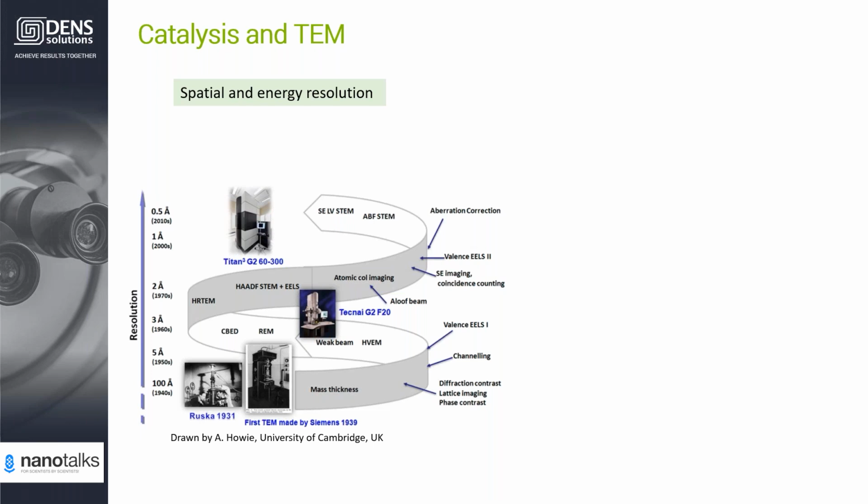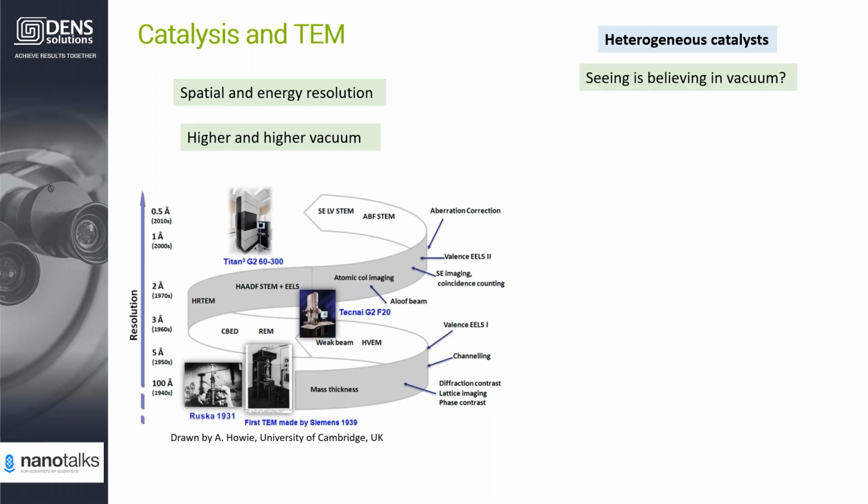We can see in this process, higher and higher vacuum is pursued to achieve high spatial and energy resolution. However, can this characterization of a heterogeneous catalyst in high vacuum really reveal what happened in the process? Let's look at 2 examples.